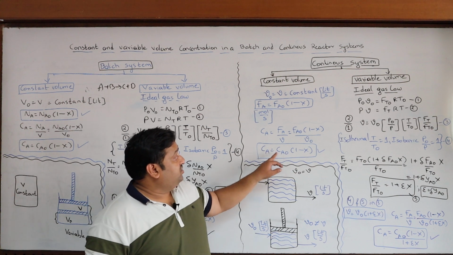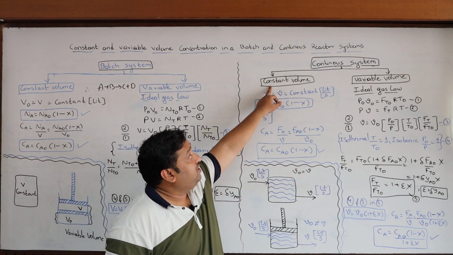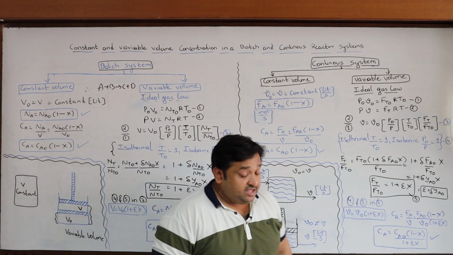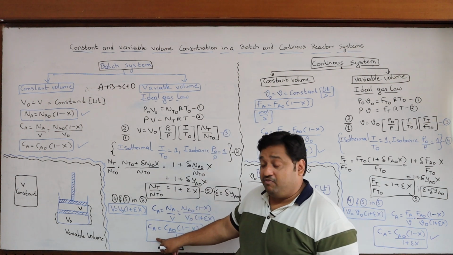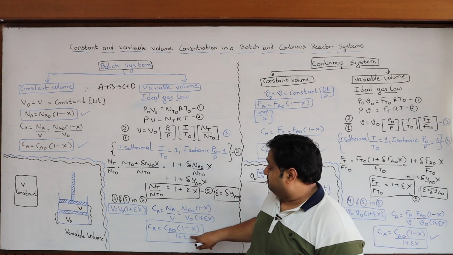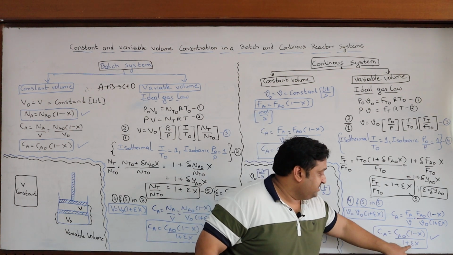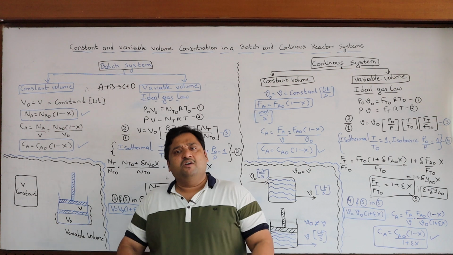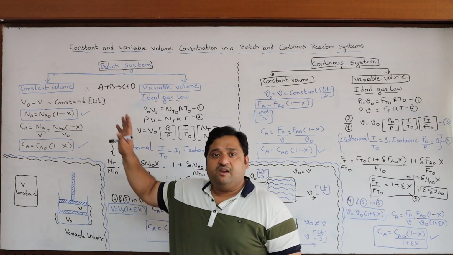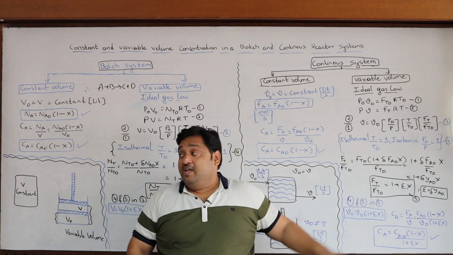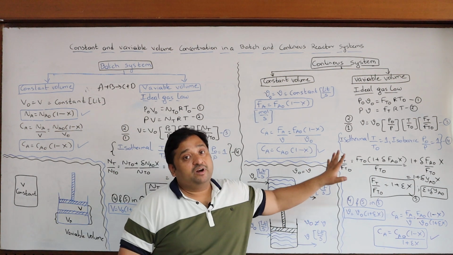Here also Ca equal to Ca0 into 1 minus x for the constant volume systems. And here for variable volume we get Ca equal to Ca0 into 1 minus x by 1 plus epsilon x. Here also we get Ca equal to Ca0 into 1 minus x by 1 plus epsilon x. Everything remains the same, only one thing: here moles, here molar flow rate, here volume, here volumetric flow rate.